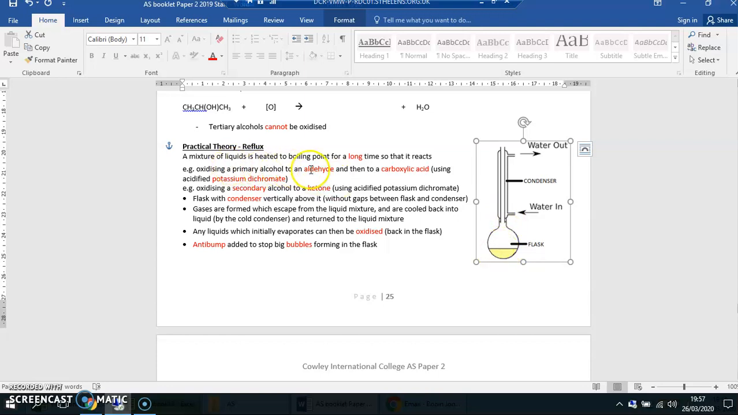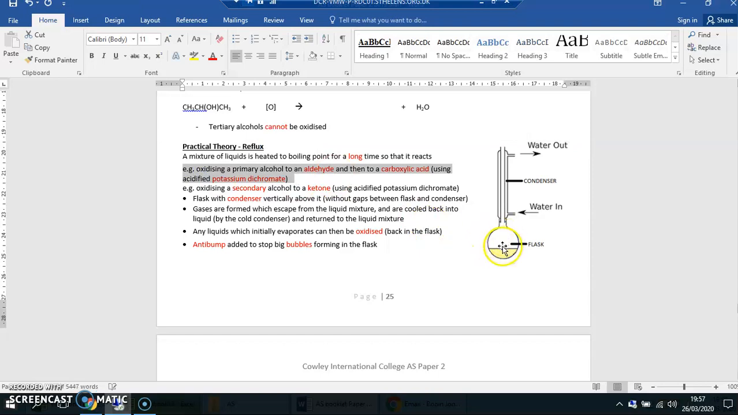Oxidizing a primary alcohol into an aldehyde and then into a carboxylic acid, that's an example of a reflux reaction. So a primary alcohol with acidified potassium dichromate turns into an aldehyde and a carboxylic acid. But it takes a long time to do it, so that's why you have to heat it up for a long time. To turn a primary alcohol with acidified potassium dichromate into an aldehyde and then into a carboxylic acid, you'd use reflux.